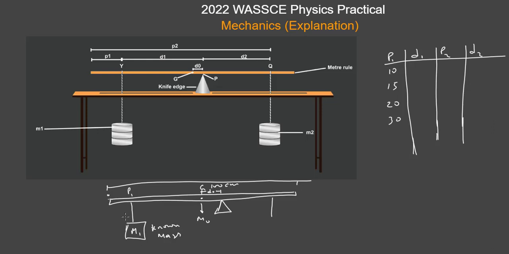Then the next thing they will tell you is to adjust M2. So this is M2, and this is an unknown mass. Unknown meaning they will just tell you that, okay, you don't know the mass at the moment.